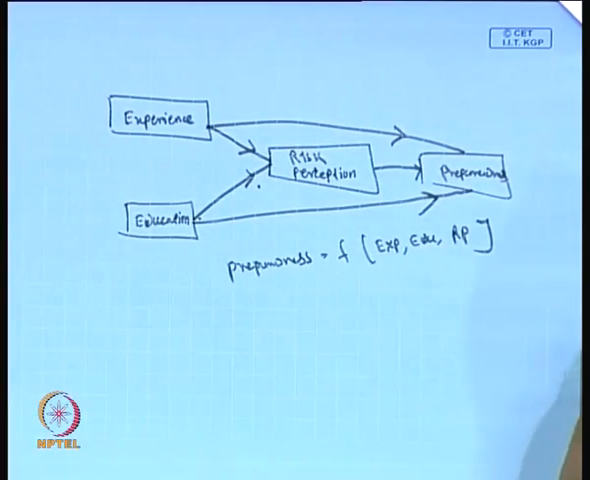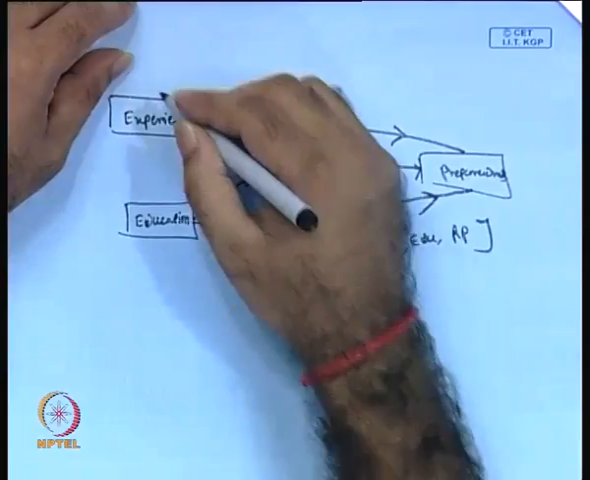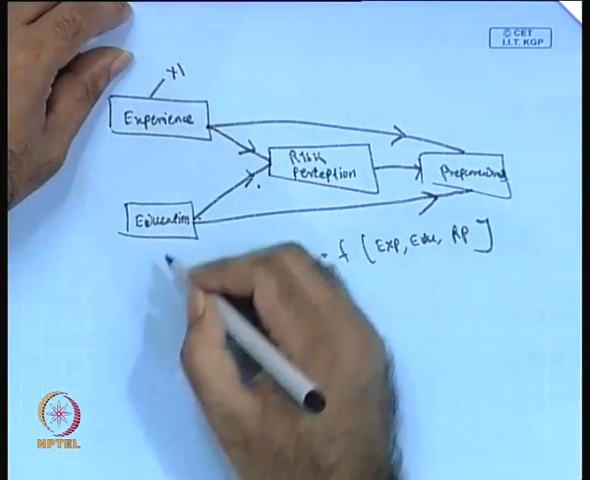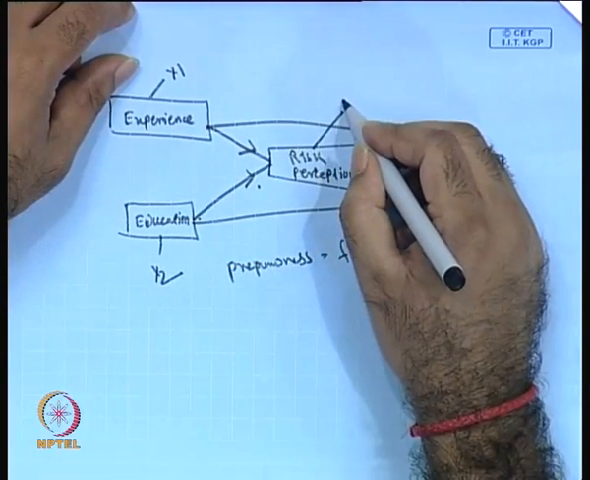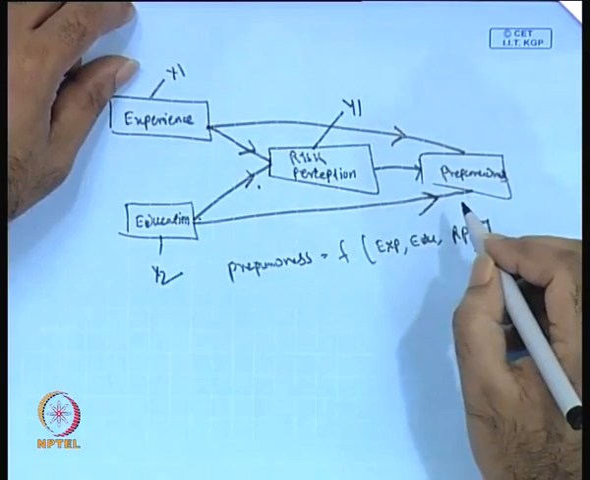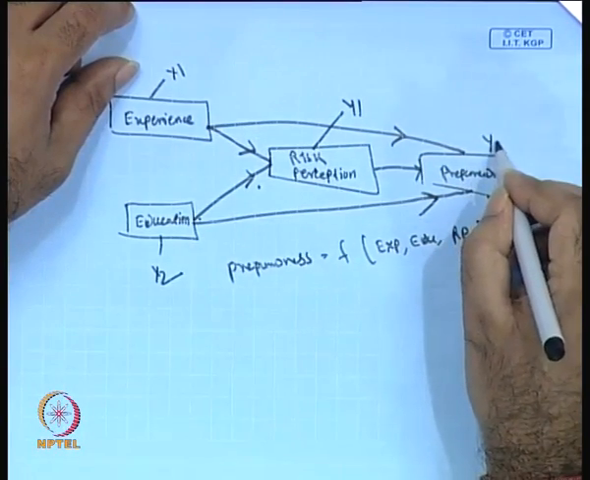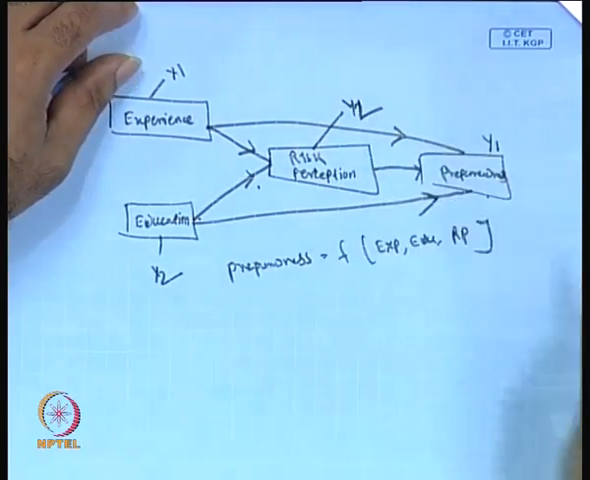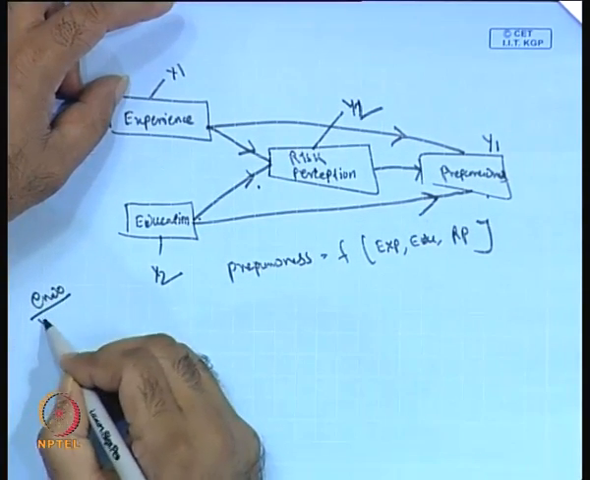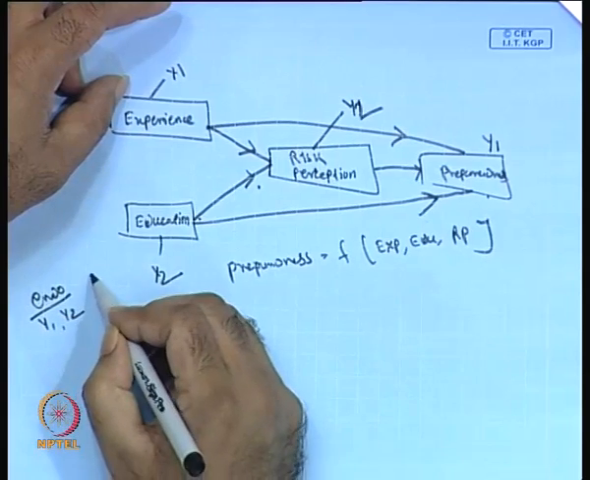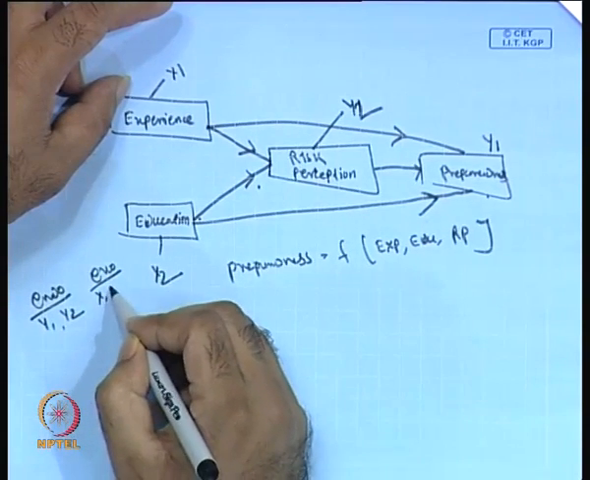there is some kind of problem in between. So we have to first sort out that problem, then go for a solution. For instance, if I call experience x1 and education x2, then risk perception is y1. Then this is already y1, so we call this y1 and this y2. So the endogenous cluster is y1, y2, and the exogenous cluster will be x1 and x2.